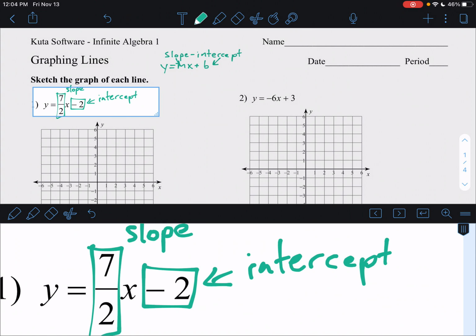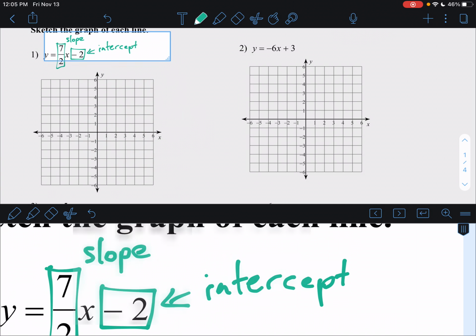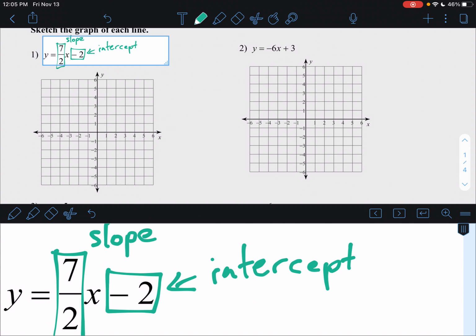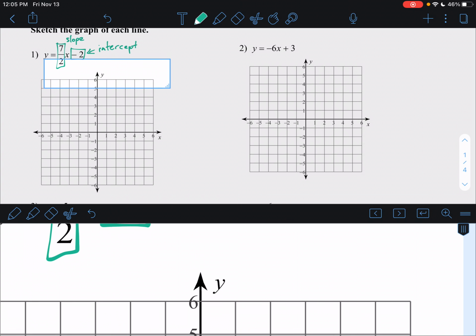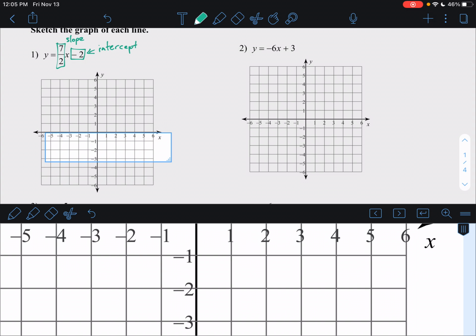Instead of plotting all those points, that would absolutely work, but I think there would be a limited number of points you'd be able to graph on here. So I just said my intercept was -2, and my y-axis is the vertical one. So I'm putting a point at -2. I automatically know it's going to go through that point because it's in slope-intercept form and my intercept is -2.